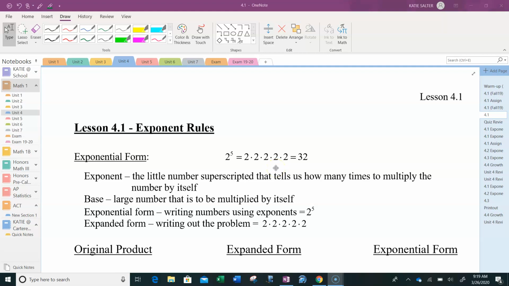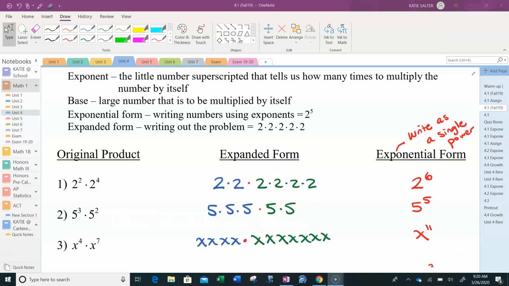Okay, so let's look at a couple of original products, their expanded form and their exponential form. If we have 2 squared times 2 to the 4th, and we write it in expanded form, we can see that we are actually multiplying 2 by itself 6 times. So to write that in exponential form, as a single power, that would be 2 to the 6th power. Check out the next one, 5 cubed times 5 squared. When we write it in expanded form, we're multiplying 5 by itself 5 times, so that would be 5 to the 5th power. X to the 4th times x to the 7th. When we write it out, we can see that we are multiplying x by itself 11 times, so that would be x to the 11th.